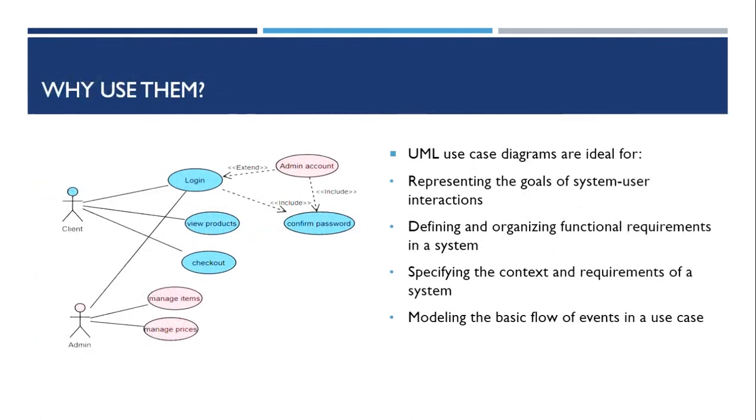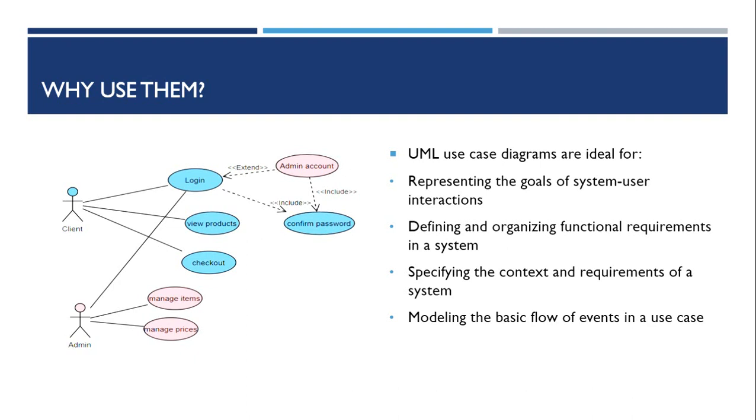Now, the next question that comes to our mind is why to use a use case diagram. UML use case diagrams are ideal for, first, representing the goals of system user interactions. That is, whenever we create a software or a system, what is the goal of that system user interaction? That can be easily represented using a use case diagram.